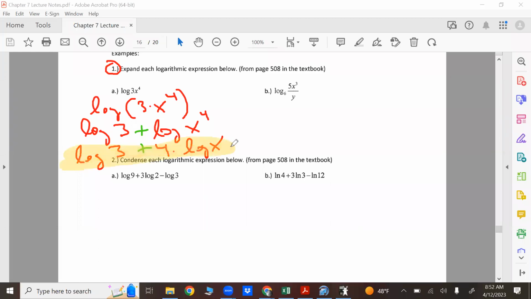Yeah, there you go. That's it. That is the fully expanded form of that log. So if you have a product, like 3x to the 4th, which is multiplication, you can break it up like that. And if you have a power, you can move the exponent to the front. Let's try another one.